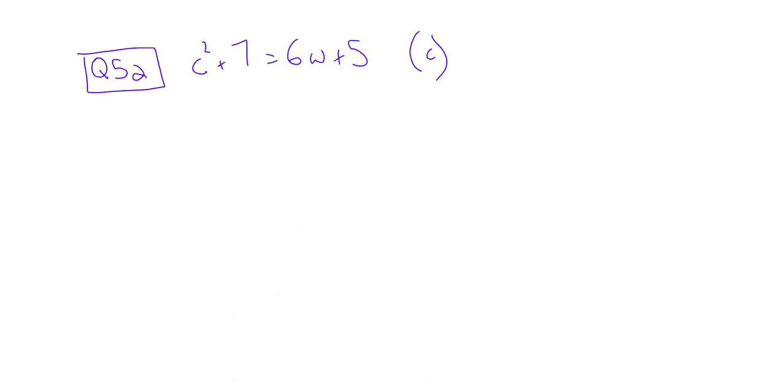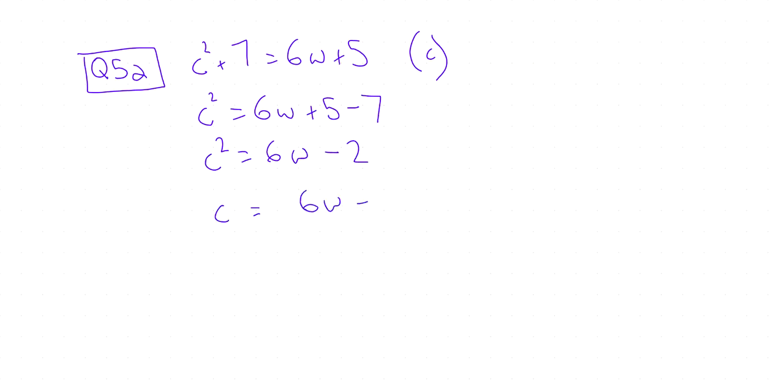For this question here, I'm being asked to get c by itself. So I'm going to leave c where it is, and I'm going to have 6w plus 5, and then I'm going to subtract 7. So then c squared is going to be 6w minus 2. Now I have to get rid of this squared. So the opposite of squaring is obviously a square root. But remember, we have to take both the positive and the negative of this square root.